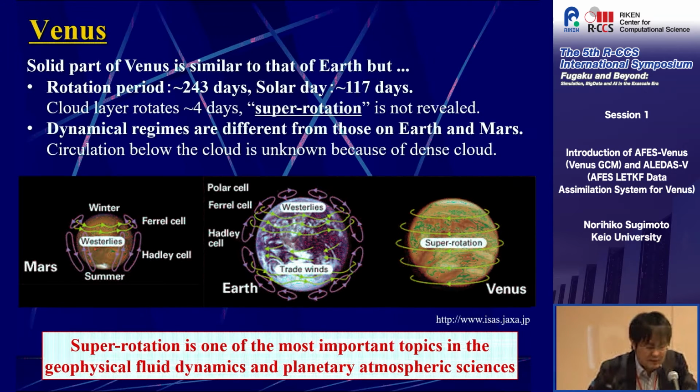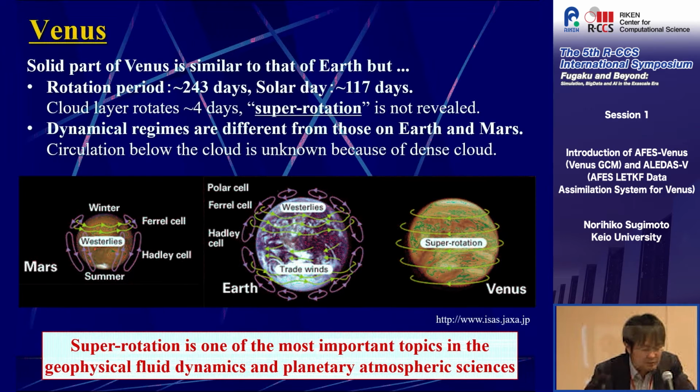Venus is a very interesting planet. The solid part of Venus is similar to that of Earth, but its rotation period is very slow, about 243 days. However, the atmosphere rotates very rapidly, in about 4 days. This atmospheric rotation is called superrotation, and why it developed is not yet revealed.